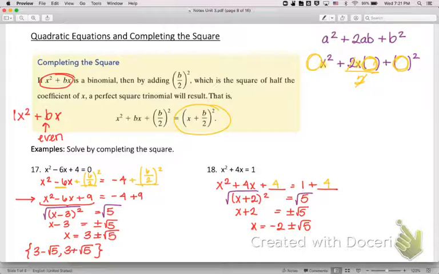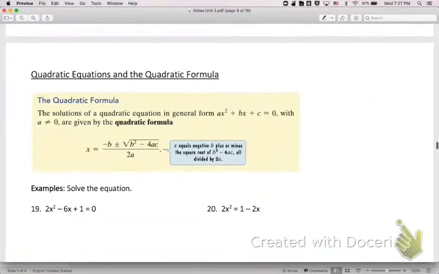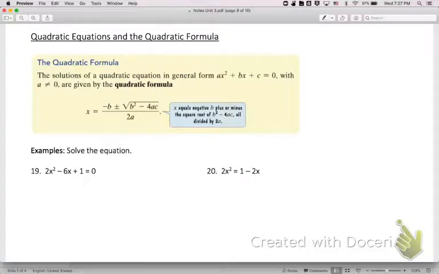Okay, so that is how we complete the square. If b is an odd number, then you're going to be taking a fraction and squaring it, which isn't hard, but it just makes it a little bit more work. It's not as fast. And so if it doesn't fit the criteria for completing the square, then we can go to the quadratic formula. Quadratic formula is like Old Faithful. It is always going to work.